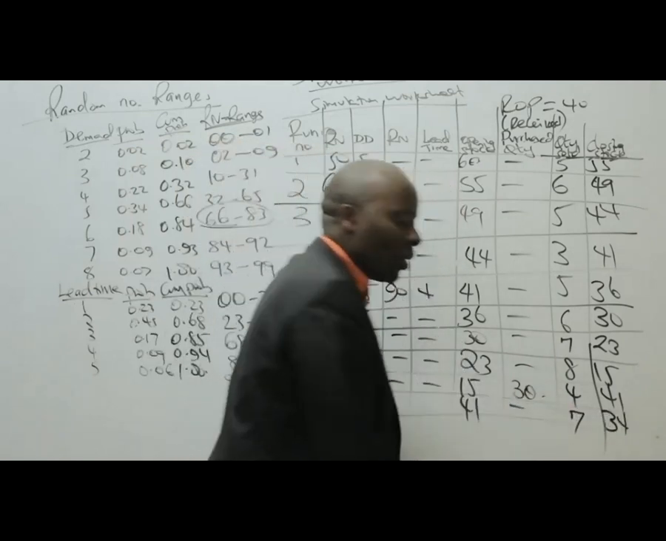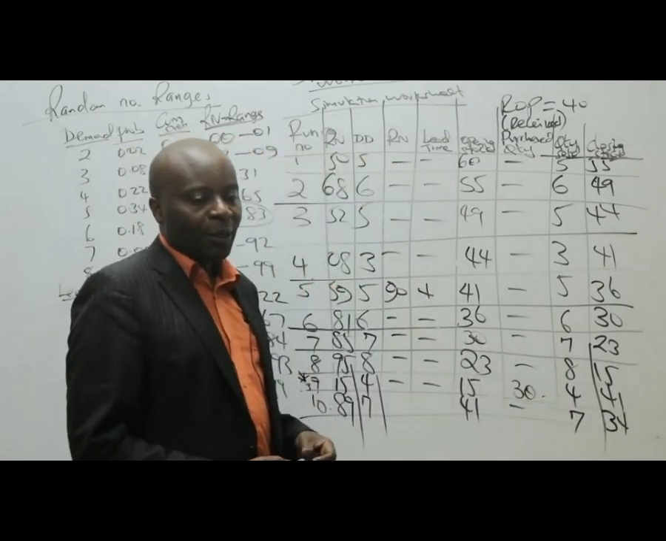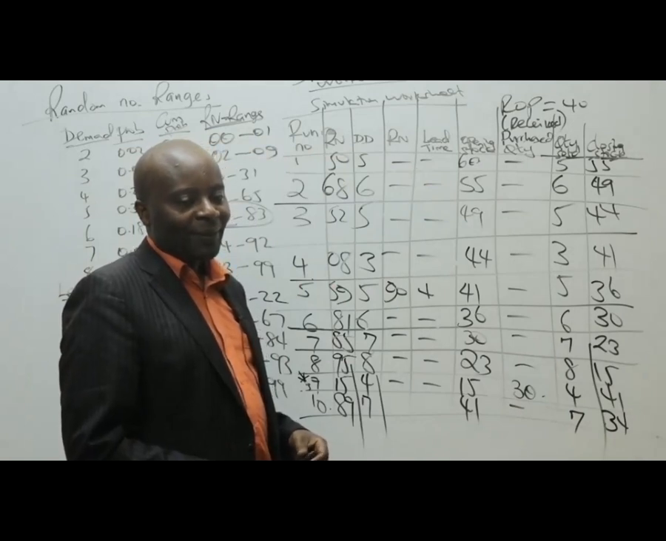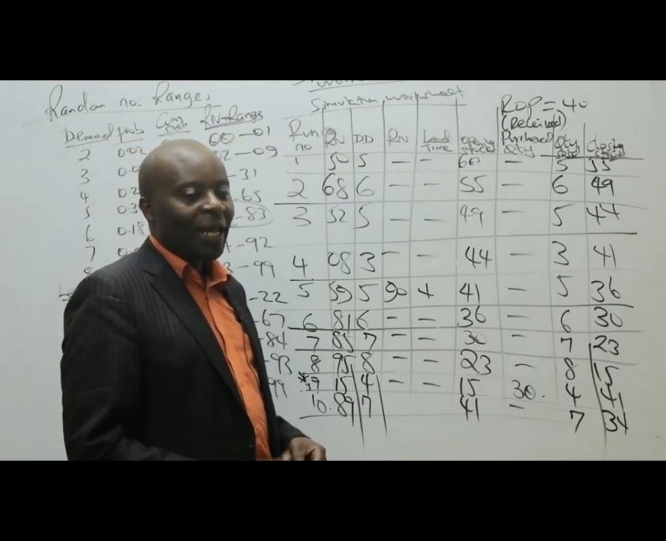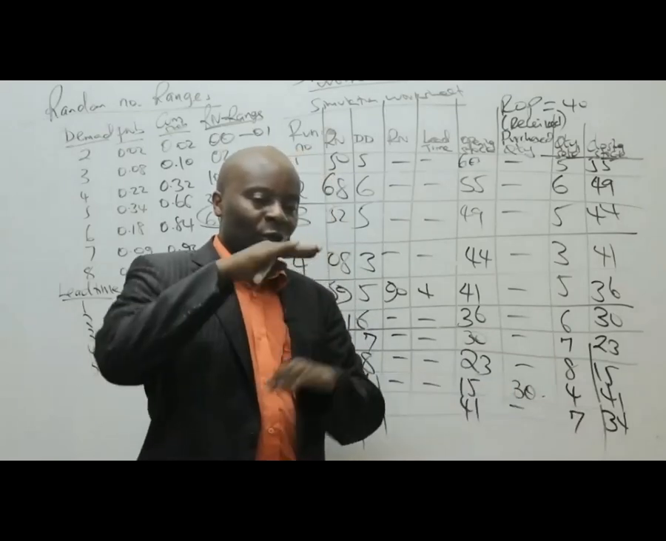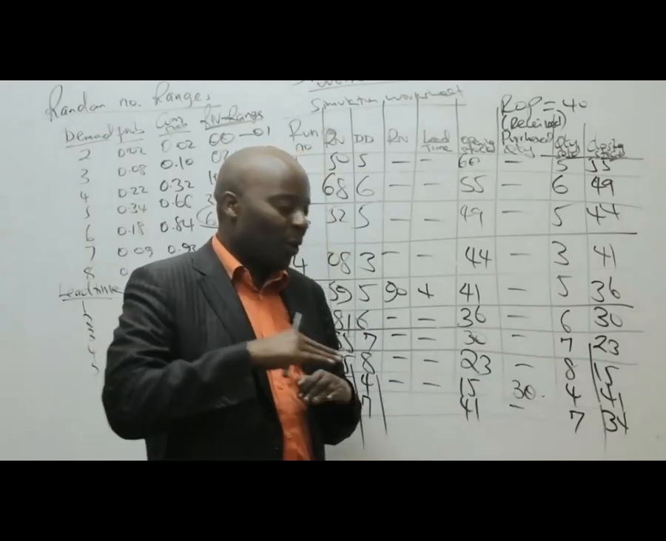So do we place an order? Do you place an order? Yes, because you can see we have moved from 41 to 34. So that reorder level must have been hit somewhere there.